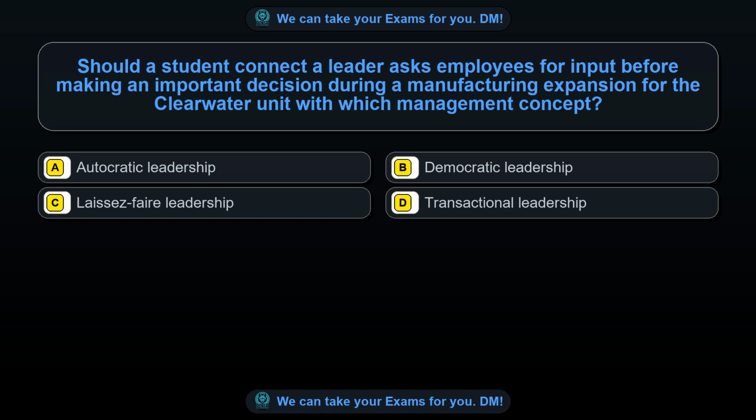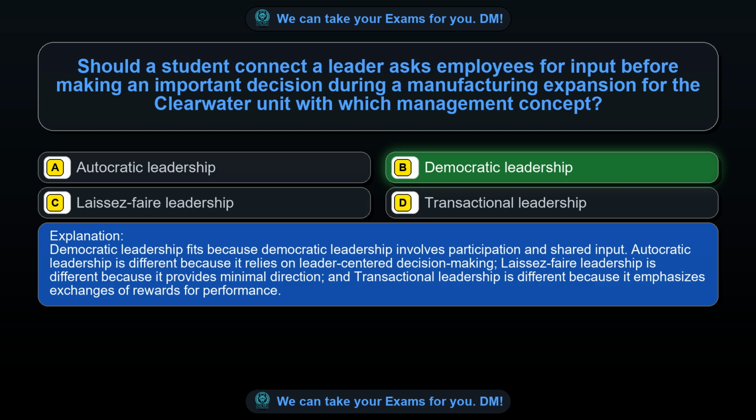Question 71. Should a student connect a leader who asks employees for input before making an important decision during a manufacturing expansion for the Clearwater unit with which management concept? Option A, autocratic leadership. Option B, democratic leadership. Option C, laissez-faire leadership. Option D, transactional leadership. The correct answer is option B, democratic leadership. Democratic leadership fits because democratic leadership involves participation and shared input. Autocratic leadership is different because it relies on leader-centered decision-making. Laissez-faire leadership is different because it provides minimal direction, and transactional leadership is different because it emphasizes exchanges of rewards for performance.